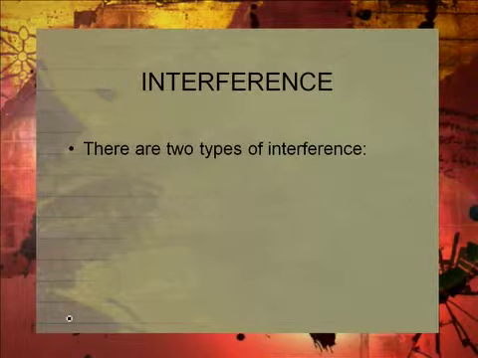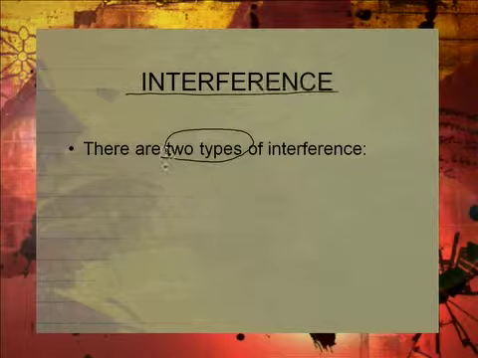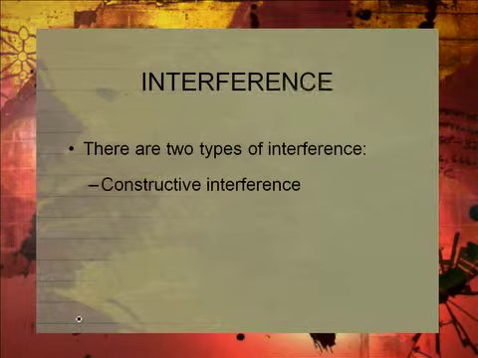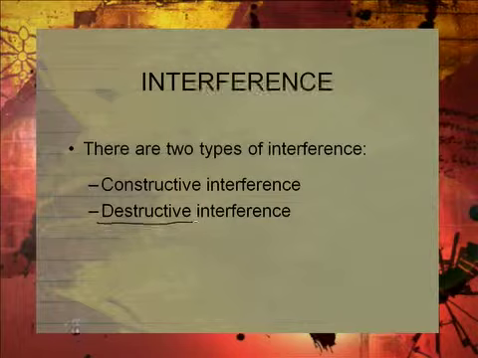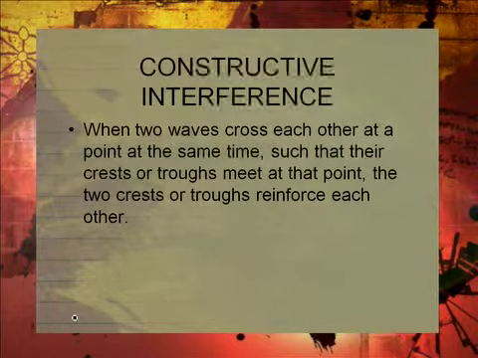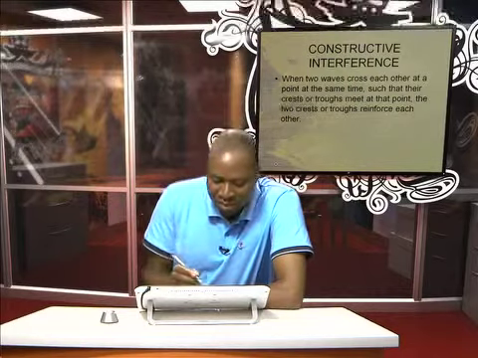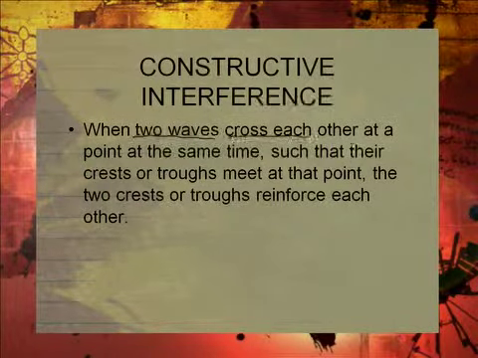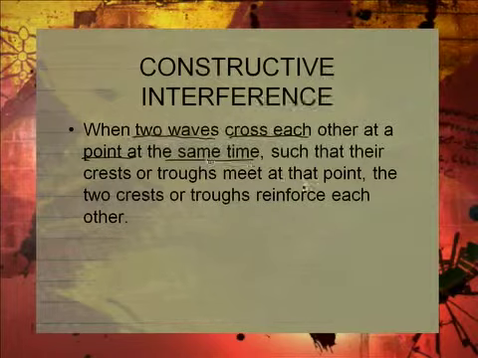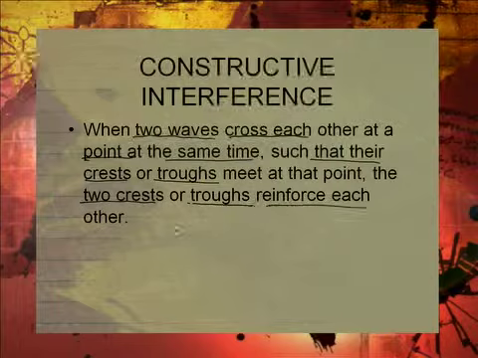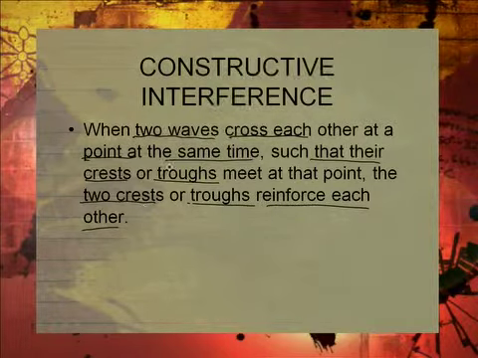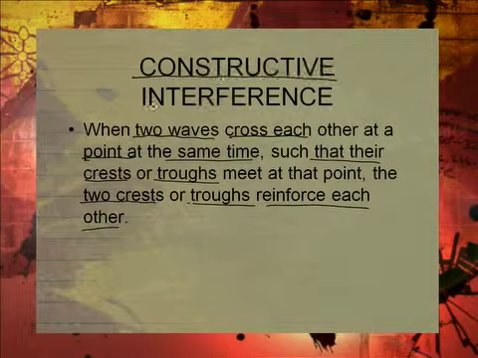This interference of waves, we have got two types. What are they? We've got constructive interference and destructive interference. Now, when do we have constructive interference? When two waves cross each other at a point at the same time such that their crests or troughs meet at that point. The two crests or troughs reinforce each other, and that results in what we call constructive interference.